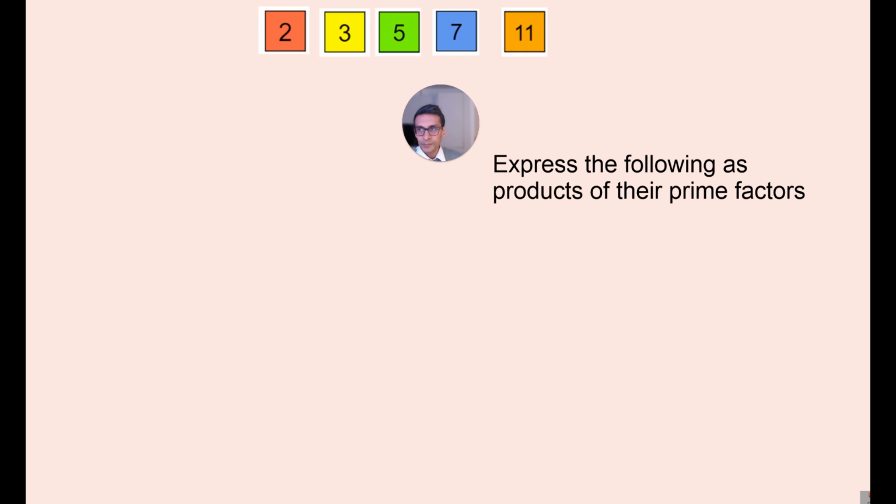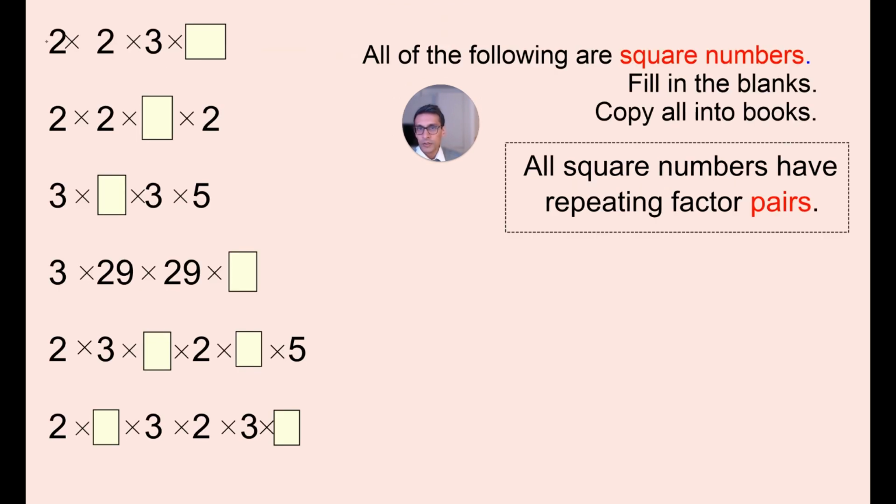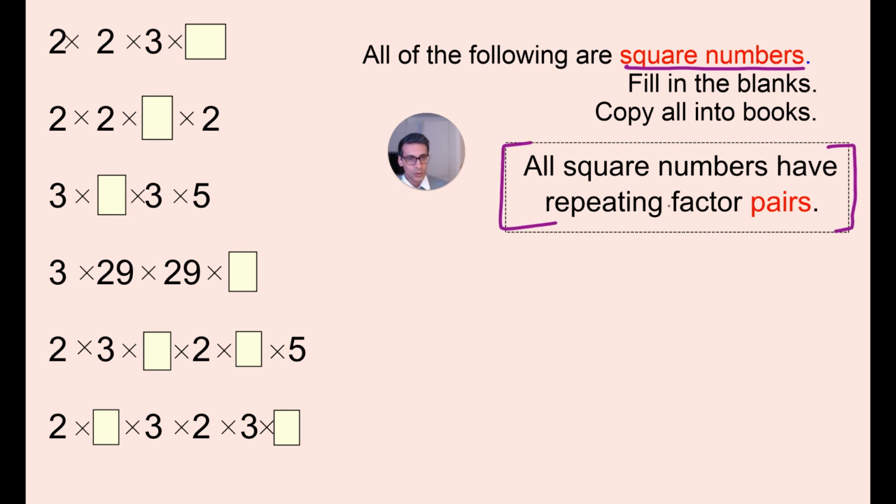Express the following as a product of primes. Okay, this slide here. All the following are square numbers. Fill in the blanks and use this information here, that all square numbers have repeating factor pairs. So the first one I'm going to do for you as an example.